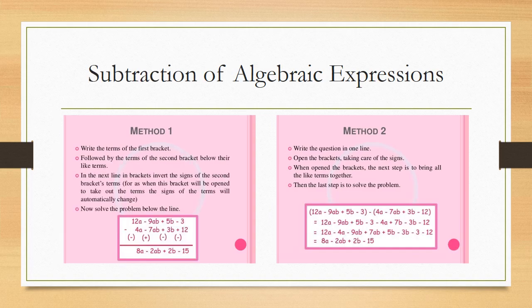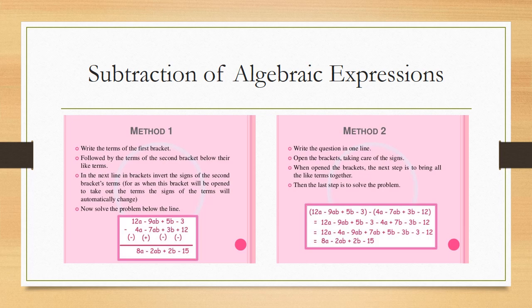Subtraction of algebraic expressions. To subtract an algebraic expression from another, add the negative of the first expression to the second expression. This is the horizontal method of subtraction.